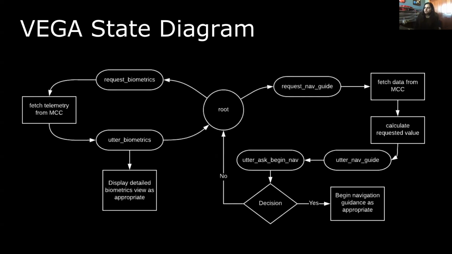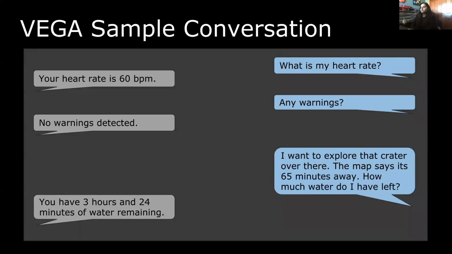Our conversational AI voice assistant follows this general flow. We focused first on biometrics and then navigation. With our assistant, you can request different things such as your heart rate, and you can also ask it to move to a different location. So here's a sample conversation on how that might go.